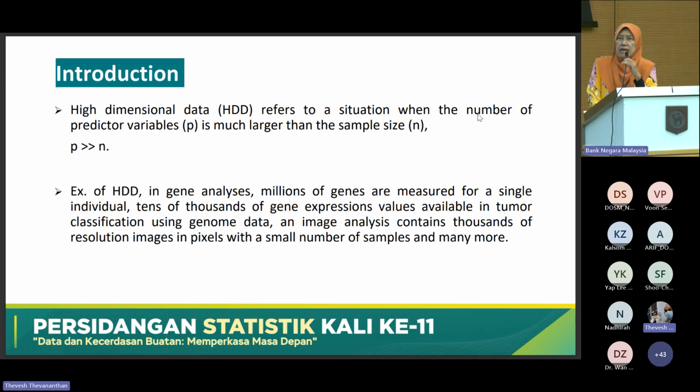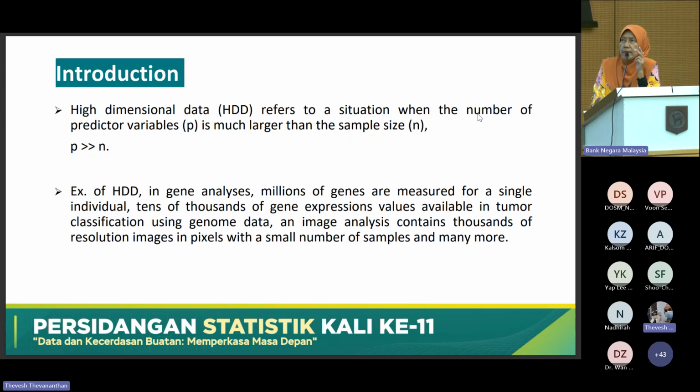Okay, I just want to ask you, have you ever encountered a problem when you want to analyze data using multiple linear regression? You cannot obtain the parameter estimate, and you cannot predict the Y variable, the response variable, based on the independent variables. Why can you not obtain the parameter estimate? Because the X transpose X matrix is not invertible. You cannot get its inverse.